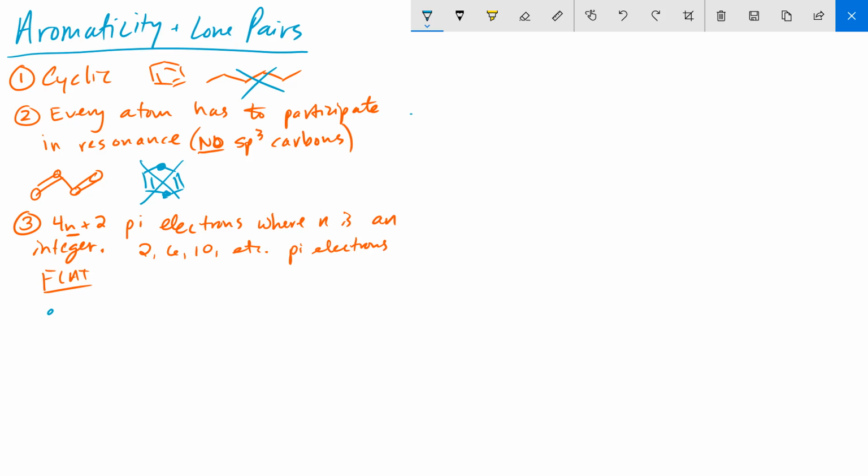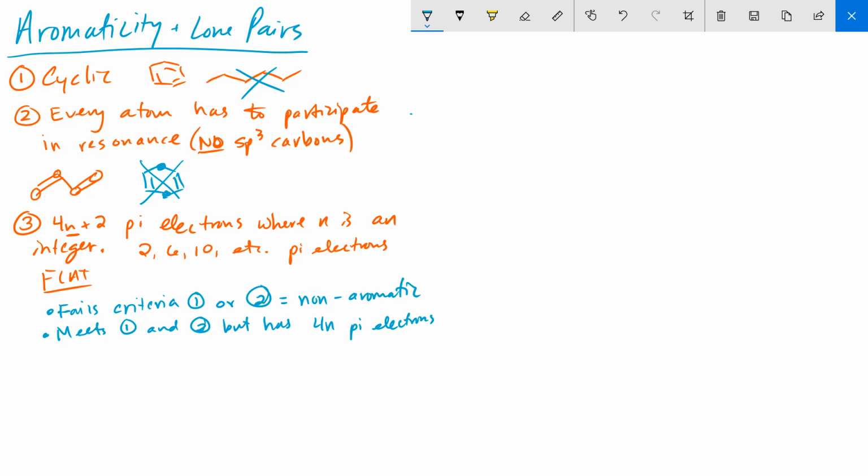If a molecule fails criteria 1 or 2, it's considered non-aromatic. So almost every molecule that exists is non-aromatic. Like the hexane we drew earlier, non-aromatic because it fails rule 1, it fails rule 2, so it's non-aromatic. That's very common. Not so common is if a molecule meets criteria 1 and 2, but rather than having 4n plus 2 pi electrons, it has 4n pi electrons. That means it's anti-aromatic, and those molecules are highly unstable.